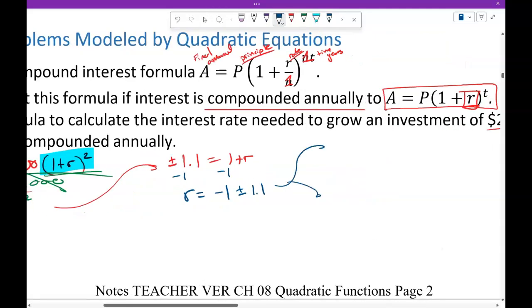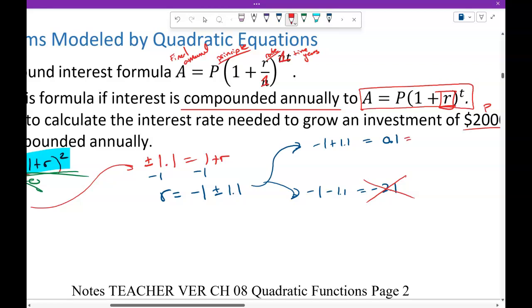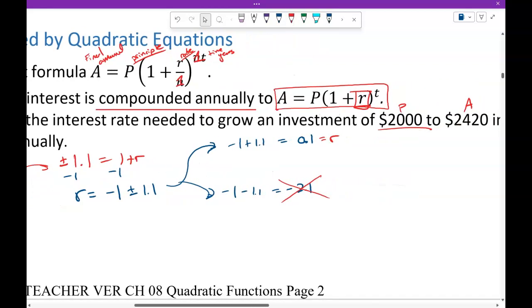Since these are rational numbers, we can evaluate both negative 1 plus 1.1 versus negative 1 minus 1.1. This gives us a positive 0.1 or a negative 2.1. Since we can't invest at a negative rate, we can discard the answer that doesn't make sense in the context. And so we're left with a rate of 0.1, which in percentage notation would be a 10% interest rate. So in order to gain $420 in interest in 2 years off of $2,000, we would have to invest at an interest rate of 10%.